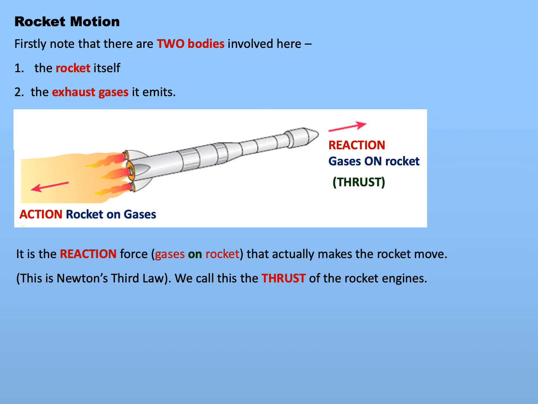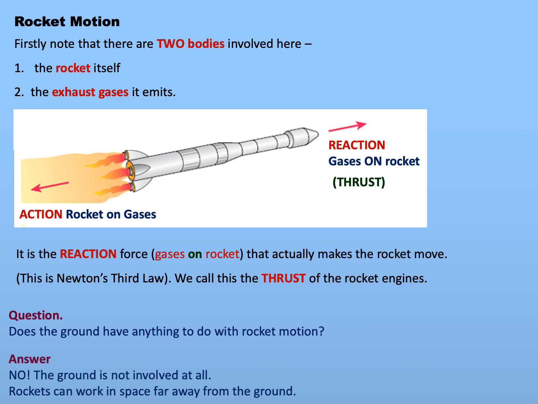So, a question. Does the ground have anything to do with rocket motion? If you haven't answered this before, pause the slideshow and have a go. The answer is no, the ground is not involved at all. Rockets can work in space, nowhere near the ground. So don't fall into the trap of thinking that somehow the exhaust gases push off the ground. I think because you see this in rocket launch films, you think that somehow the ground is involved. But the rocket keeps going even when it's nowhere near the ground, so the ground's nothing to do with it.